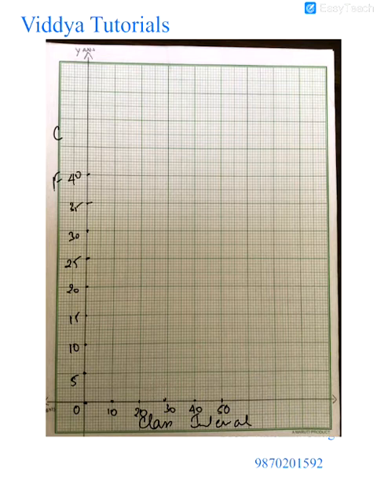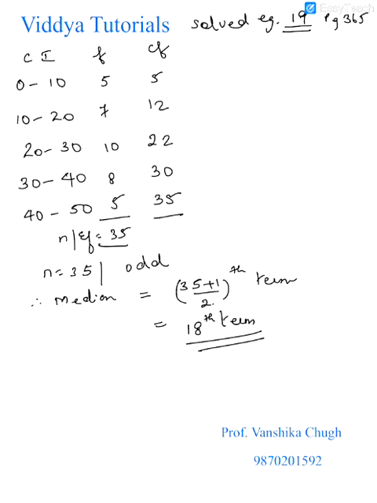Now we will plot the coordinates for the ogive curve. For every class, you will plot the upper class limit and the CF. The upper class limit and the CF. So your first point will be 10, 5. So 10 on the x-axis and 5 on the y-axis.